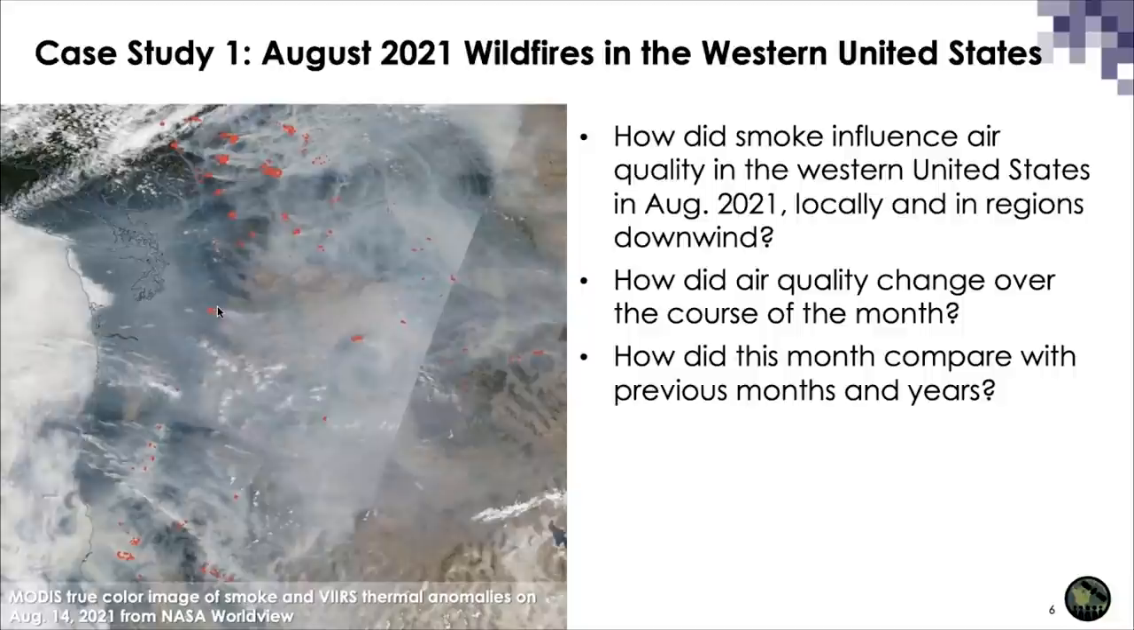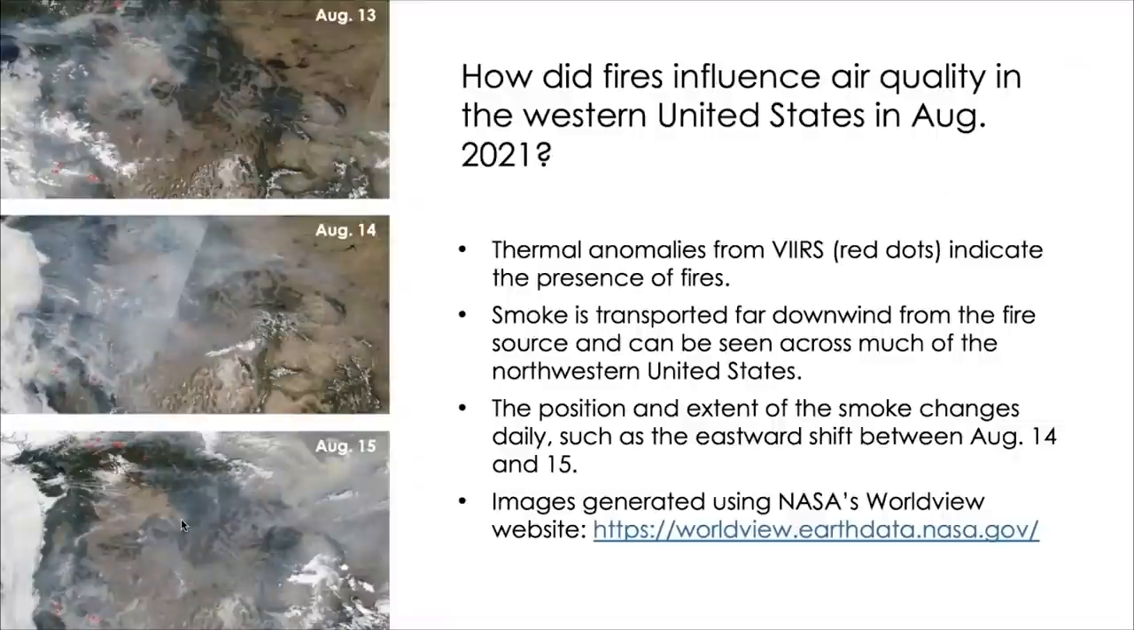You can see in this image that smoke from these fires extends across much of the northwestern United States. The questions we will investigate in this study are: how did smoke influence air quality in the western United States in August 2021, locally and in regions downwind? How did air quality change over the course of the month? And how did this month compare with previous months and years? We will start with our first question. How did smoke influence air quality in the western United States in August 2021, locally and in regions downwind?